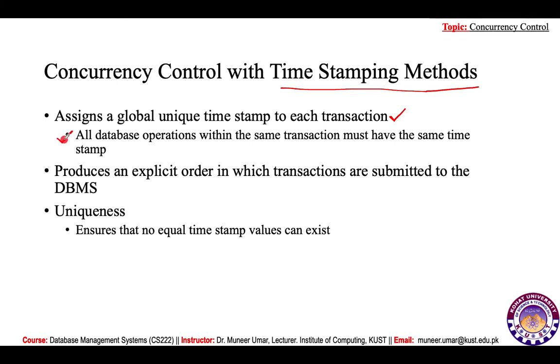So actually time slots are made and each transaction is given a time slot to lock an item. Once that time slot has expired, the lock will be released automatically, and if any change is made before the commit, that change would be reverted or rolled back. This produces an explicit order in which transactions are submitted to the DBMS. Here, these timestamps are considered unique, which ensures that no equal timestamp values can exist.